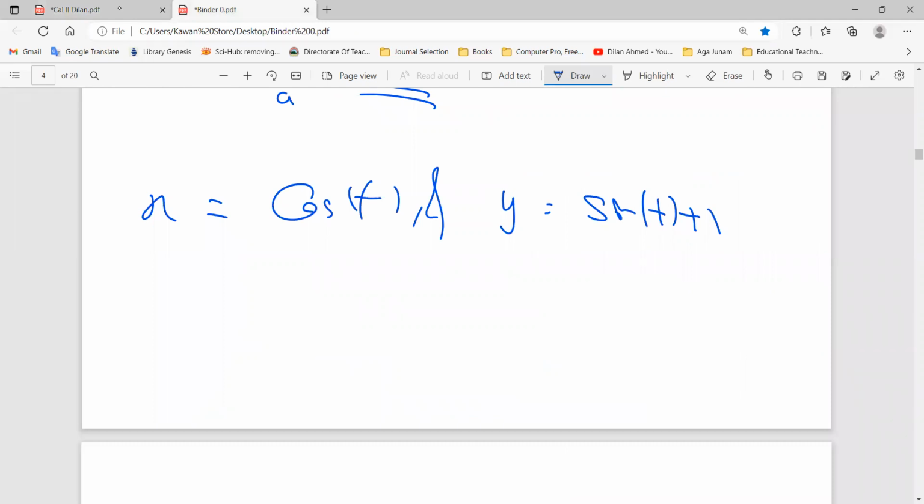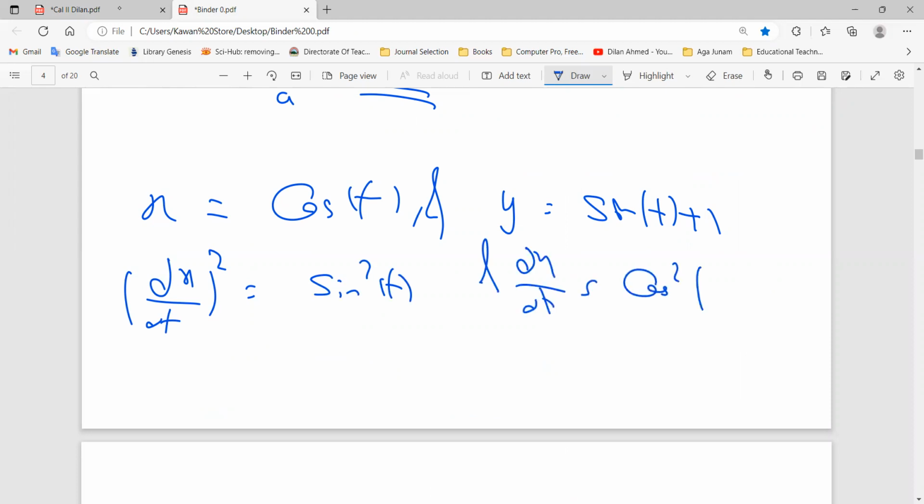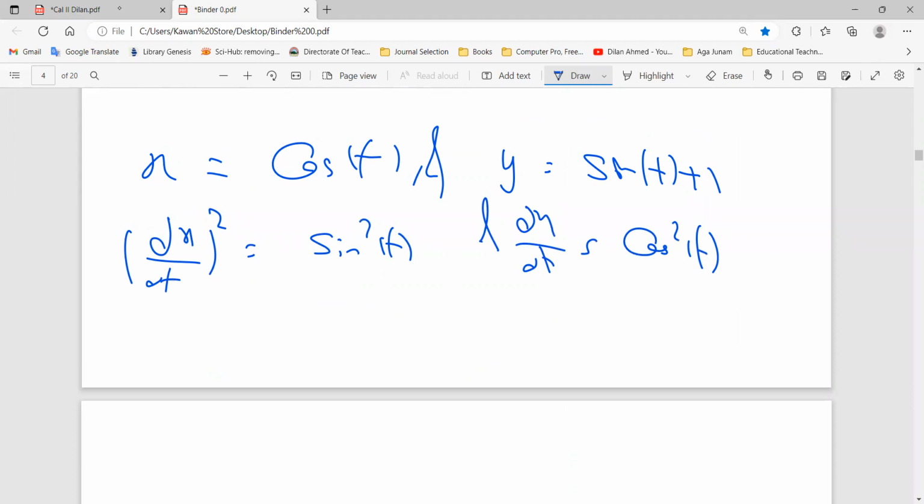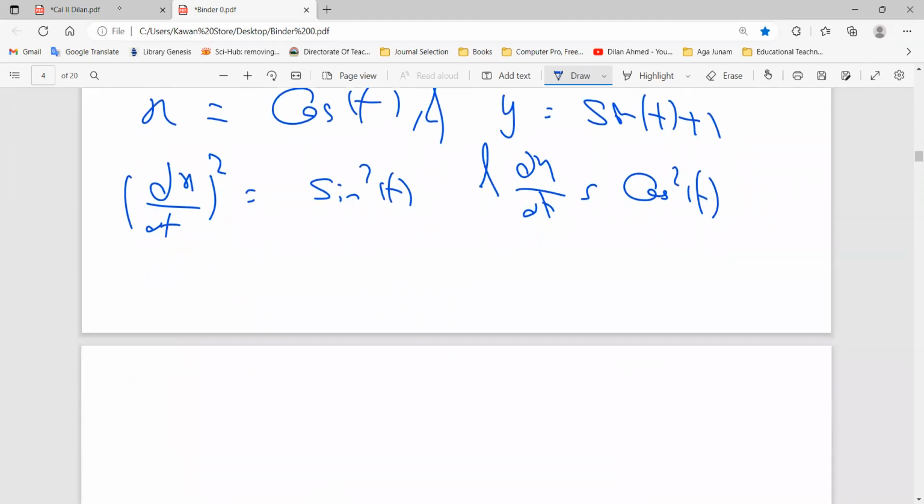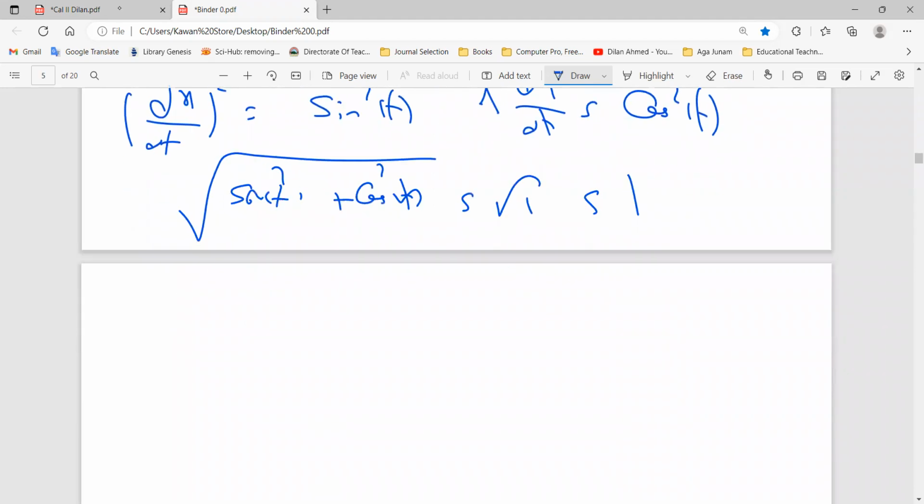So first of all, I need dx by dt and square it. So I will get minus sine, squared, is sine square, right? Am I right? How about dy by dt? Cosine square of t. Yalla, wake up. It's time to study. Good. So now we need to find here: sine square of t plus cosine square of t equals what? Right? So it remains.